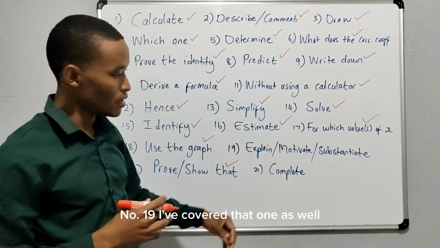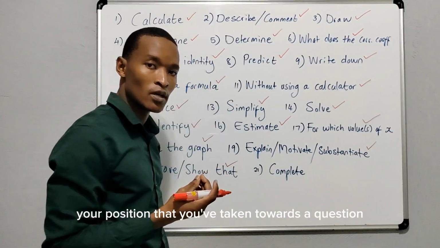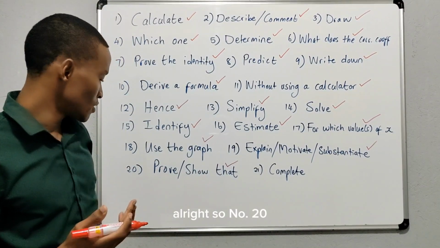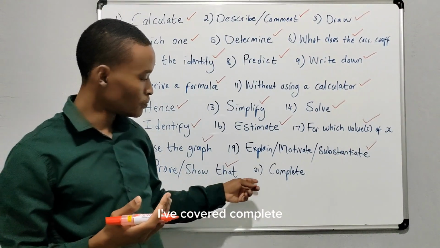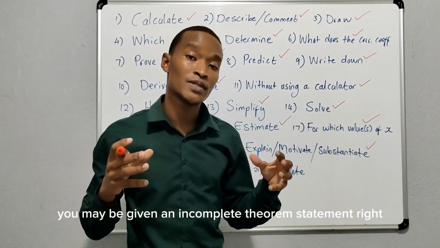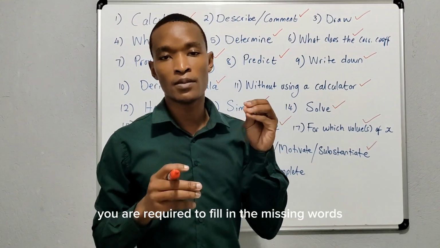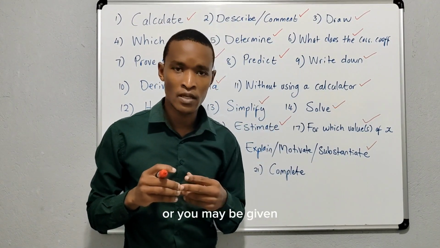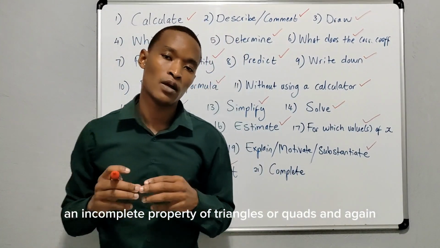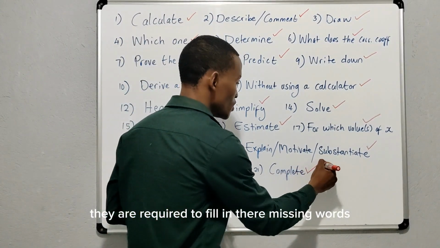Number 19, I've covered that one as well. Explain, motivate, substantiate your position that you've taken towards a question. All right. So number 20, I've covered complete. You may be given an incomplete theorem statement, and therefore you are required to fill in the missing words, or you may be given an incomplete property of triangles or quads. And again, there you are required to fill in the missing words.